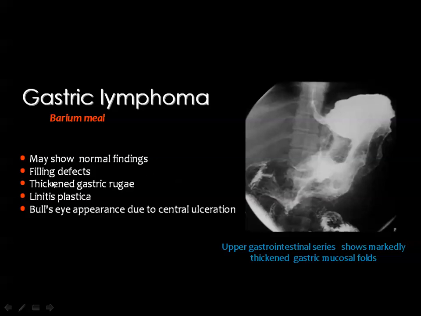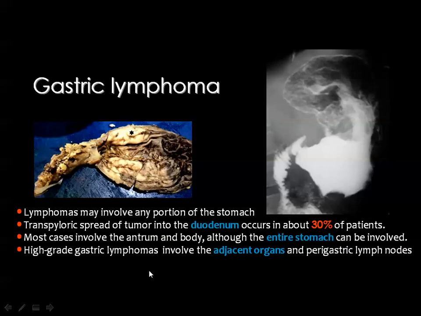You may get filling defects, or this classic appearance in the form of significant thickening of the gastric folds, which includes many of the differential diagnoses, but one of them is gastric lymphoma. Linitis plastica is one of the forms of lymphoma in the stomach, and ulcerations may also occur. And this is lymphoma of the stomach with significant mucosal fold thickening, as you can see here.